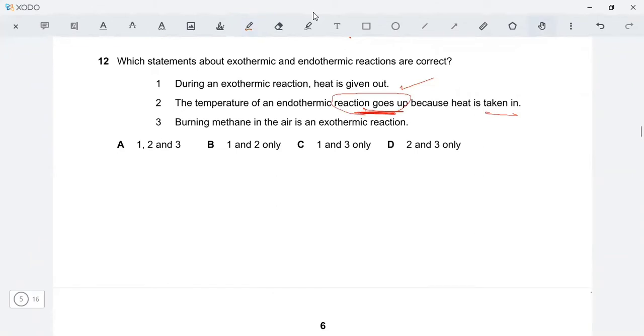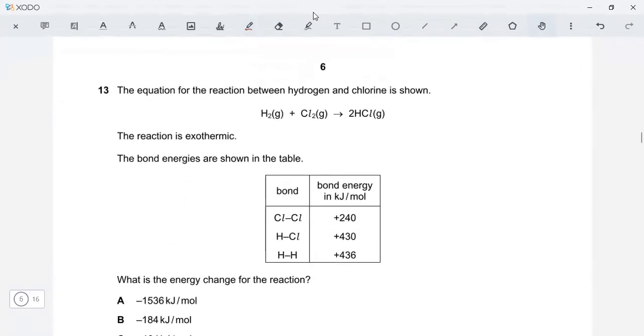See, burning methane in air is an exothermic reaction. Obviously, this is an exothermic reaction. So statements one and three seem to be correct. Where do you find one and three? Option C is going to be the right choice. Okay. Any queries? No. Okay.